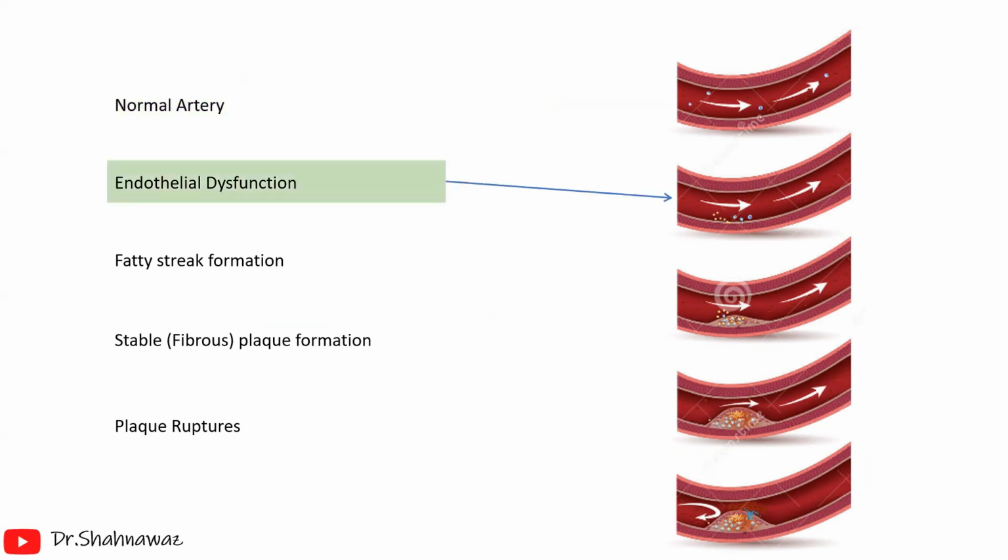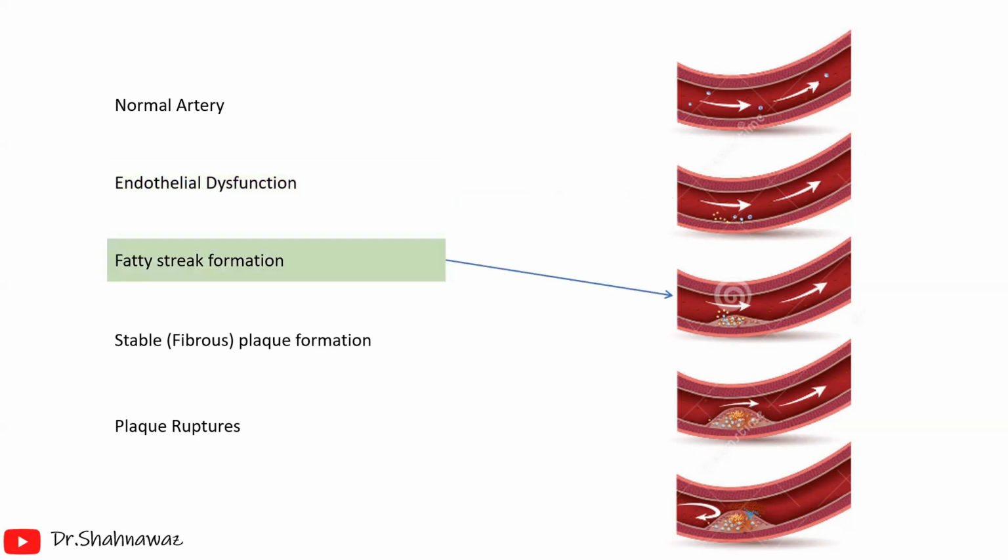The first thing that happens during atherosclerosis is endothelial dysfunction. It may be caused by many things, like direct trauma to the endothelium, or hypertension, or some anticoagulants, the drugs that thin the blood, due to which there is easily dysfunction of the endothelium.